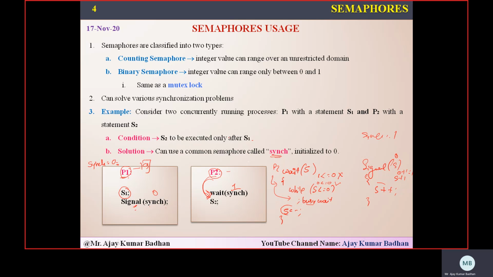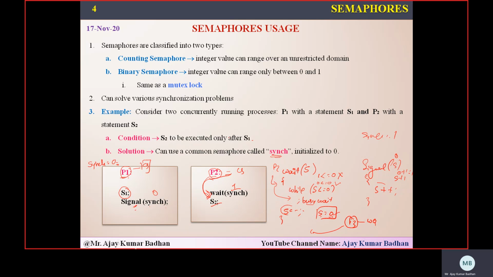Then what are we doing? We allocate the critical section to process P2, and then it performs S minus minus, that is sync minus minus, so the value 1 becomes 0. Now if P3 comes and tries to execute wait, it will come to know that S is equal to 0, so we cannot allocate. This process will enter into a waiting queue. And then P2 will execute the statement S2. This is how at a time one process can execute the statement.